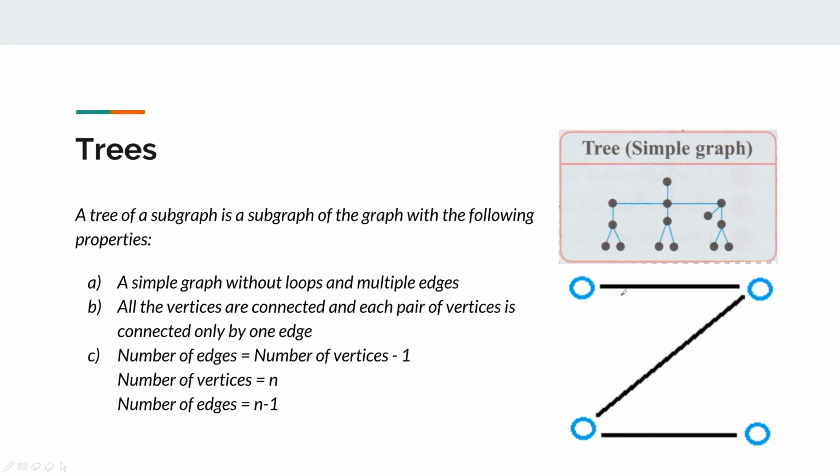So if we look back at the properties, a simple graph without loops and multiple edges, yes, that is correct. All the vertices are connected and each pair of vertices is connected by only one edge. Yep, correct. And lastly, the number of edges is equivalent to the number of vertices minus 1. Let's try to check that. The number of edges here is 1, 2, 3. So 3 equals the number of vertices, which is 1, 2, 3, 4, minus 1. So 3 is equal to 3, so yes, this is a tree.